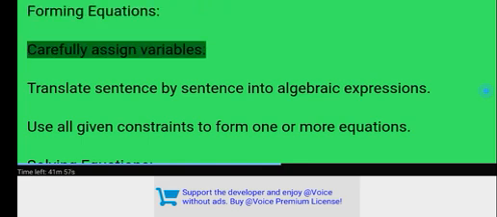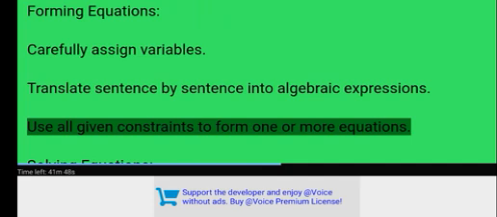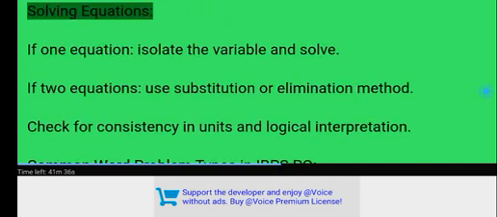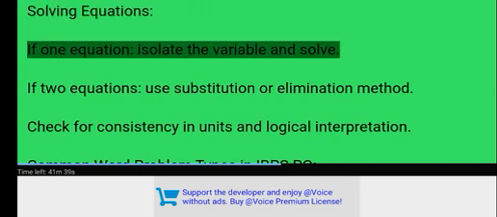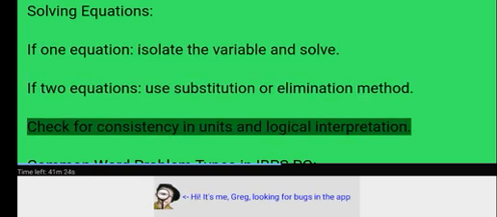Forming equations. Carefully assign variables. Translate sentence by sentence into algebraic expressions. Use all given constraints to form one or more equations. Solving equations. If one equation, isolate the variable and solve. If two equations, use substitution or elimination method. Check for consistency in units and logical interpretation.